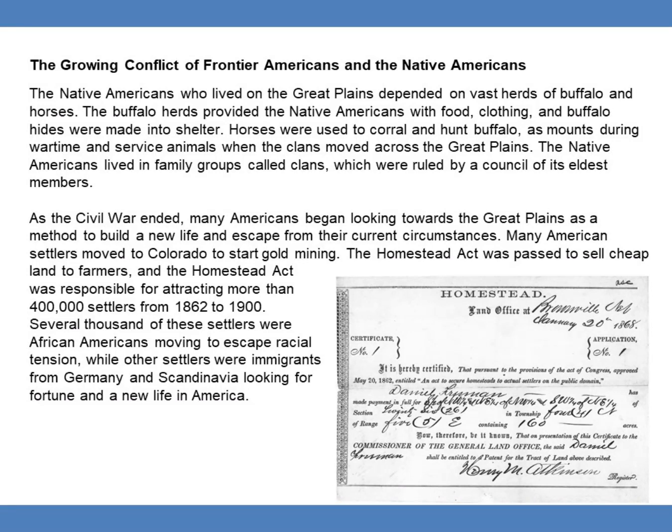As the Civil War ended, many Americans began looking forward to the Great Plains as a method to build a new life and escape from their current circumstances. Many American settlers moved to Colorado to start gold mining. The Homestead Act was passed to sell cheap land to farmers, and it was responsible for attracting more than 400,000 settlers from 1862 to 1900. Several thousand of these settlers were African Americans moving to escape racial tension, while other settlers were immigrants from Germany and Scandinavia looking for fortune and a new life in America.